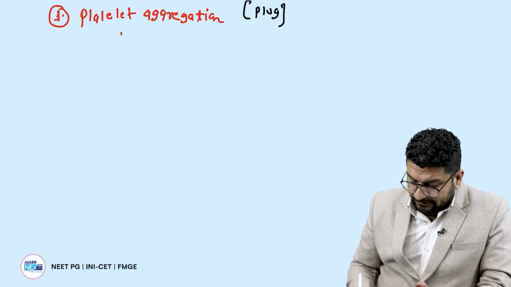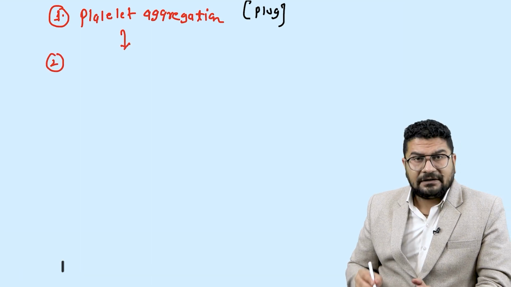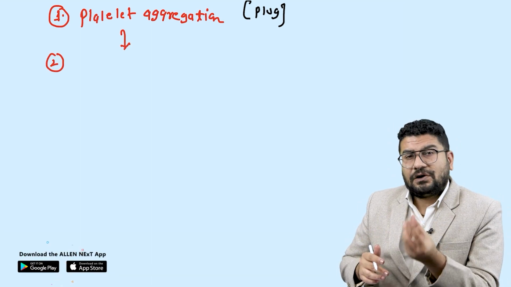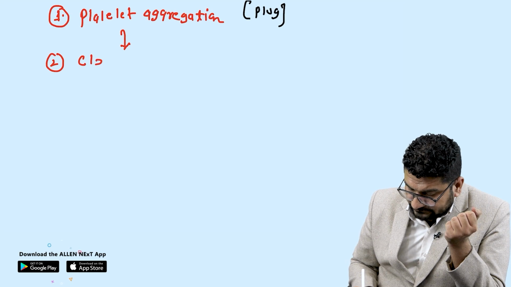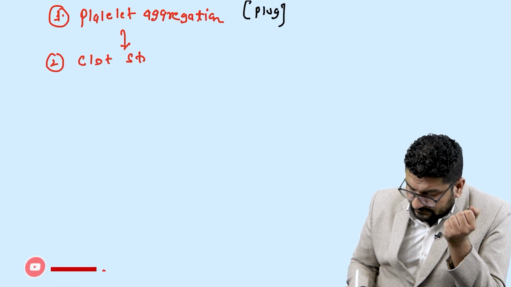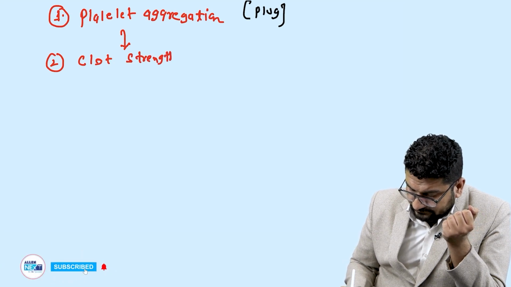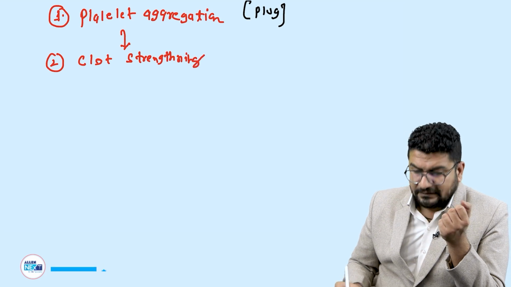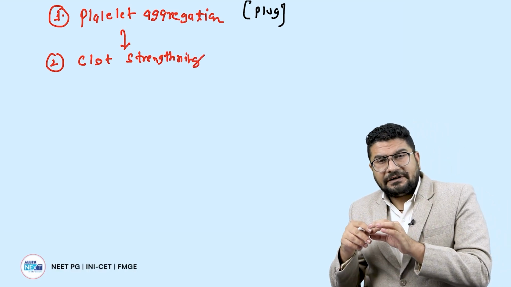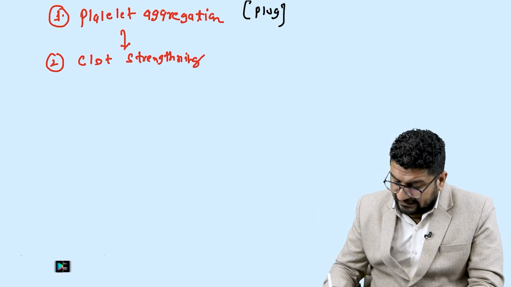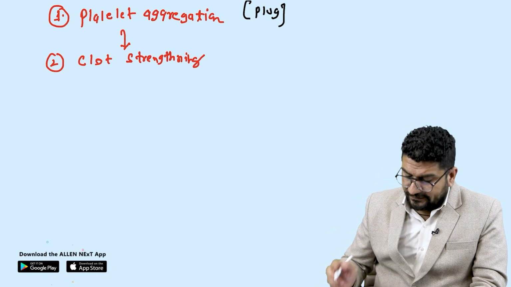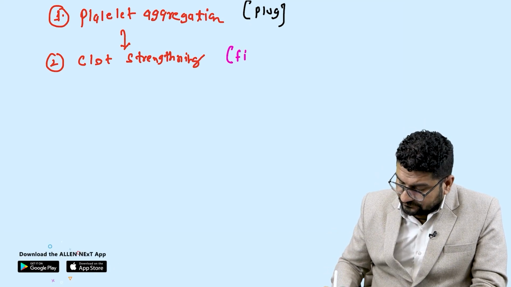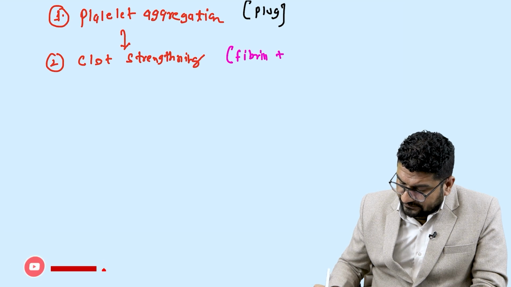So then this platelet aggregation will ultimately be stabilized by clotting factors. उसको हम बोलते हैं clot strengthening. There is clot strengthening, and this clot strengthening means there will be interaction of fibrin with platelets. So fibrin will basically reinforce the platelets. So it is due to fibrin and platelets.